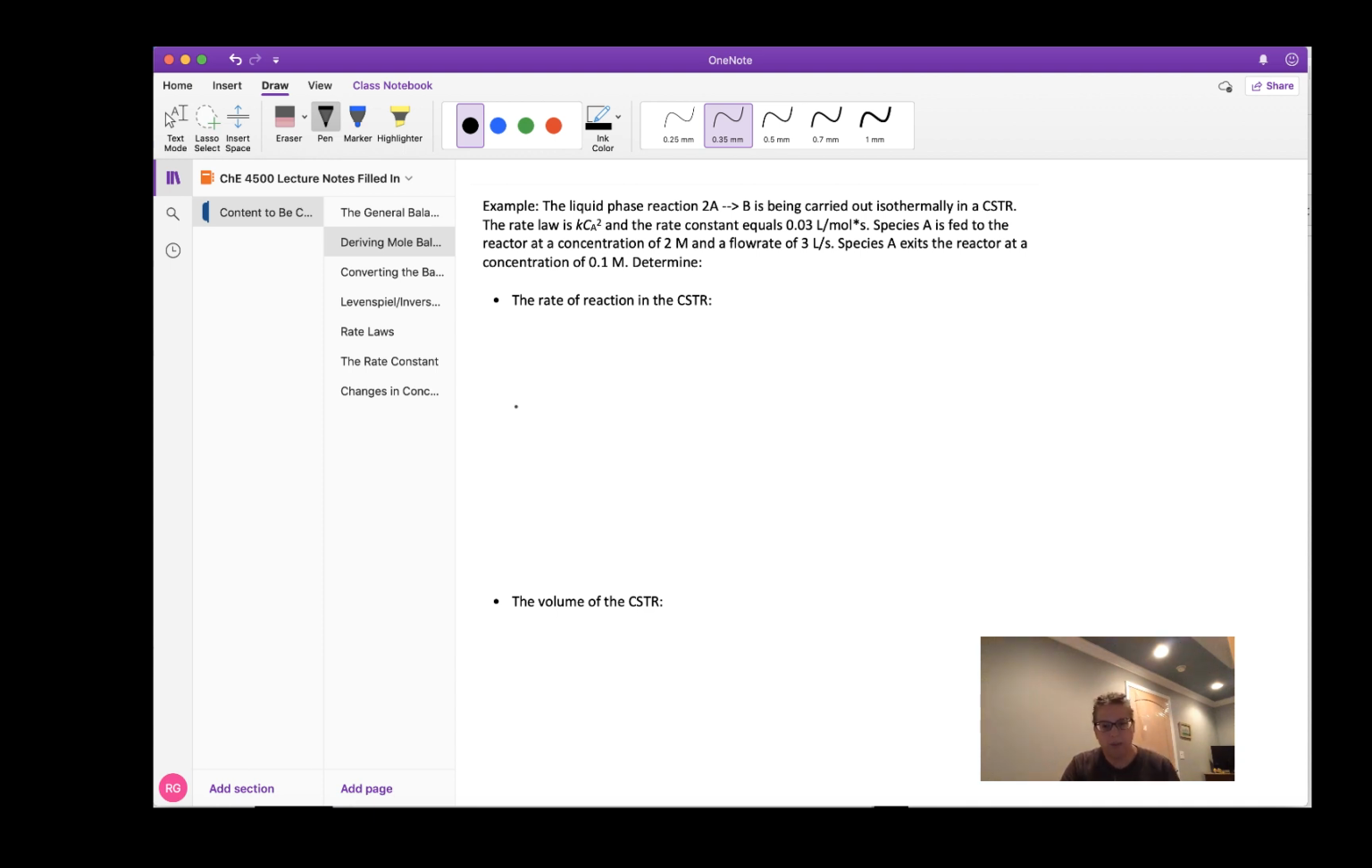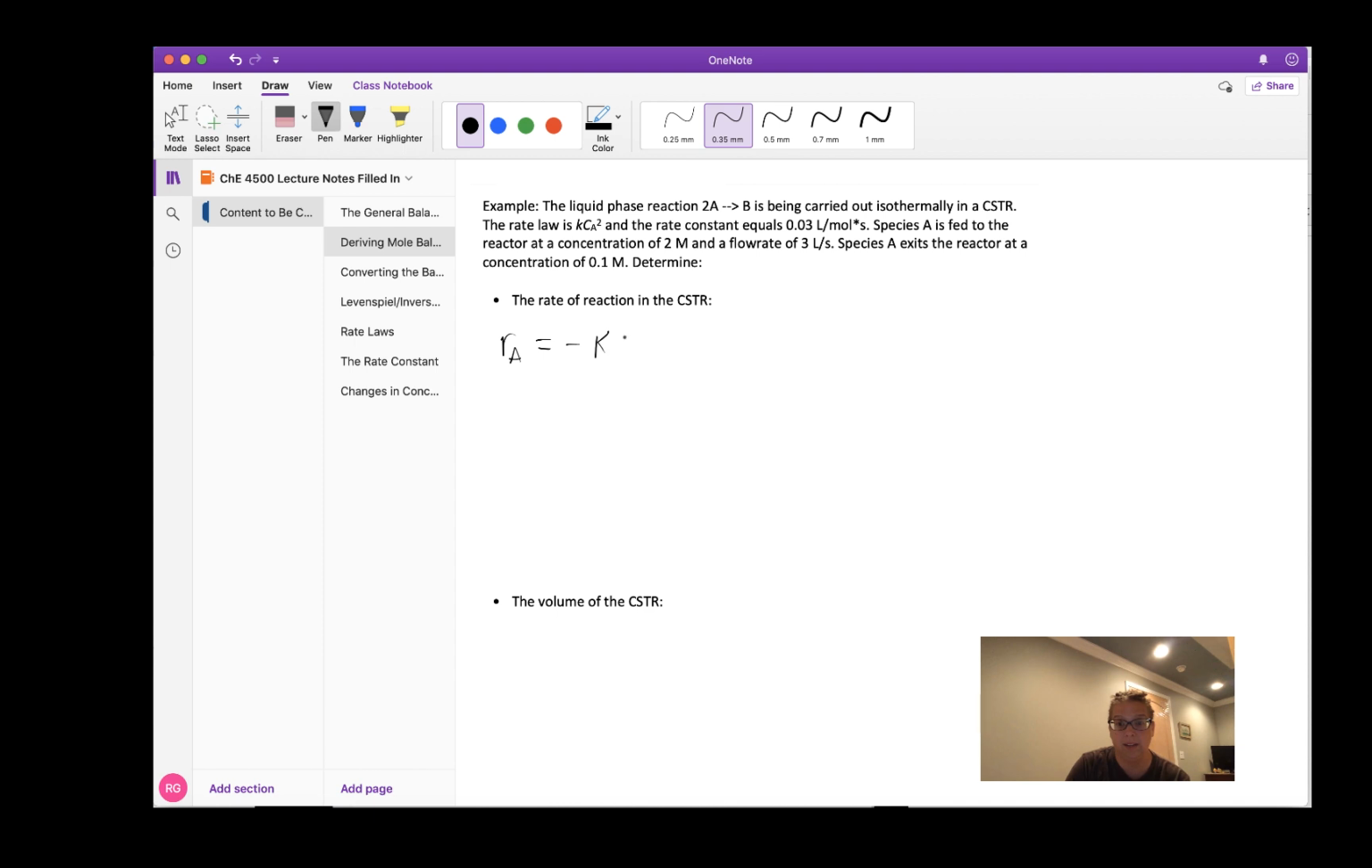We can do this by using this mole balance. First, though, let's determine the rate of the reaction, r_A. A is a reactant, which means in this reaction it's going to be net consumed. So the net rate of A is going to be negative. And we're given an expression for what that rate is.